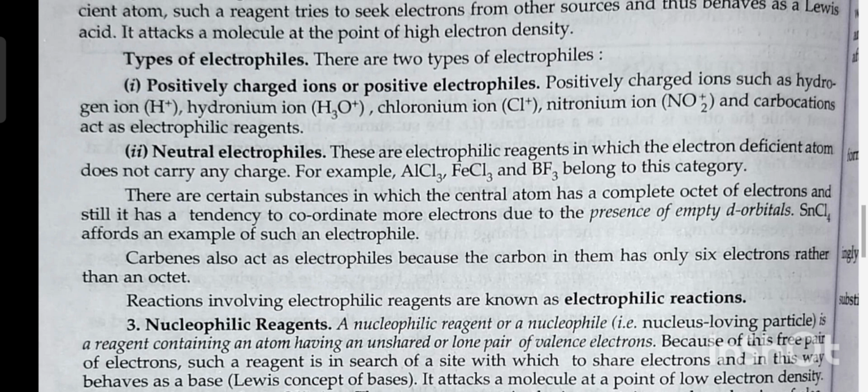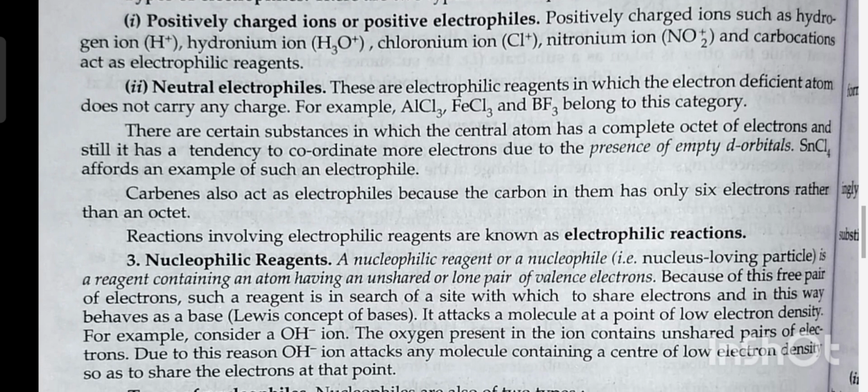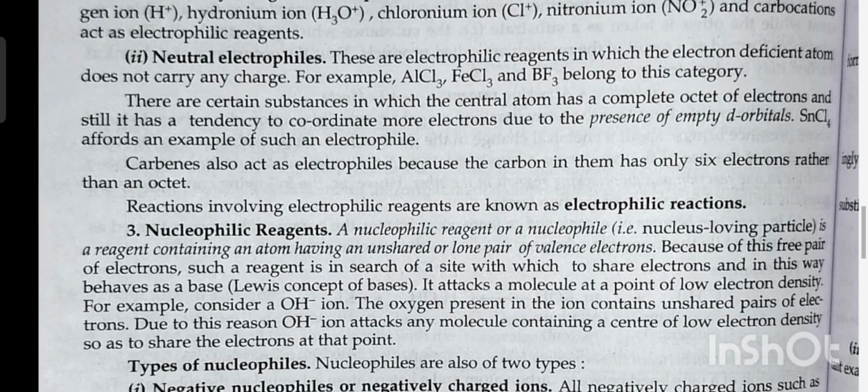electrophiles. They are electrophilic reagents in which the electron-deficient atom does not carry any charge. For example, AlCl3, FeCl3 and BF3 are in this category. These are substances in which the central atom has a complete octet of electrons and still has a tendency to accept more electrons due to the presence of empty d orbitals. SnCl4 is an example of such an electrophile.